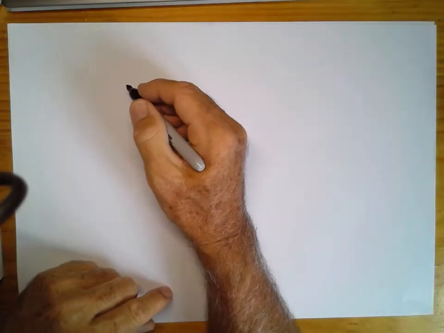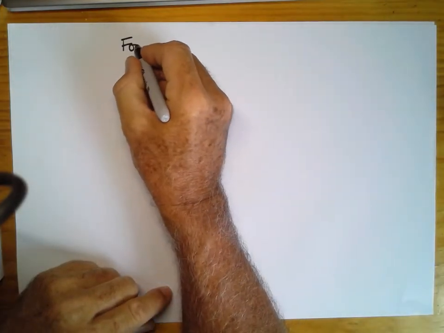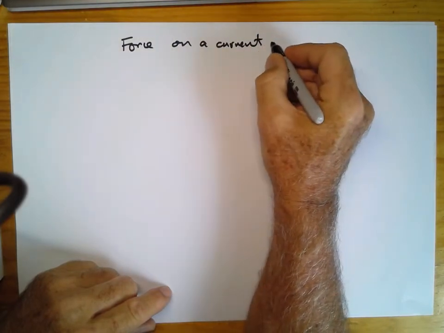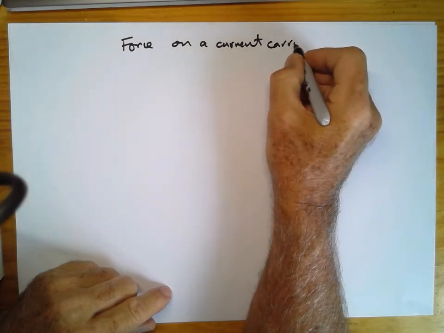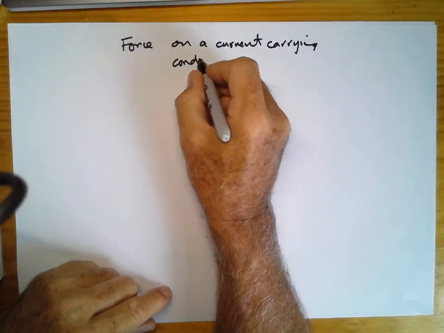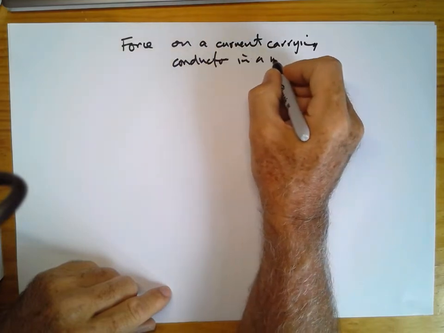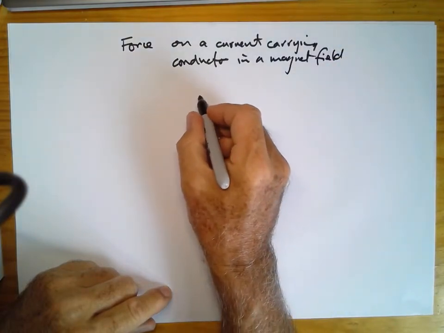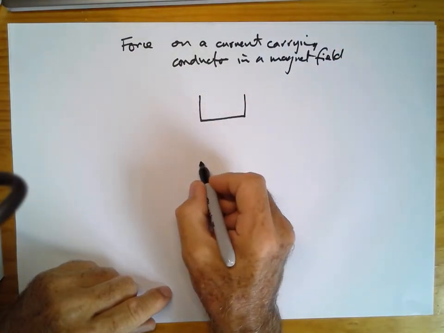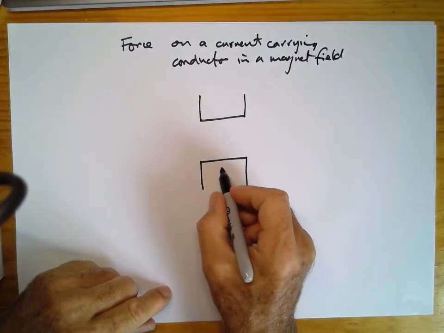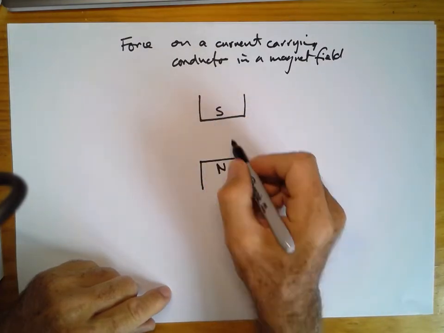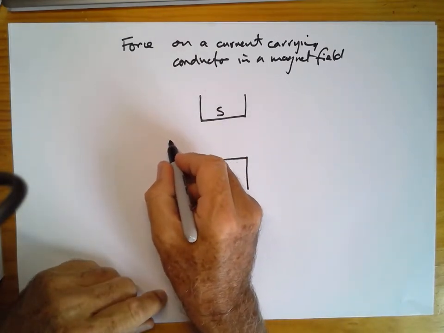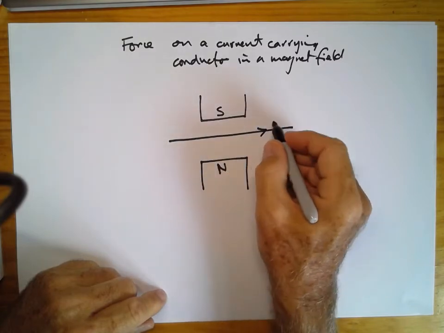This video is looking at the force on a current carrying conductor in a magnetic field. So we have a magnet producing a magnetic field. This might be North Pole, South Pole, and we have a current carrying conductor passing through current I.